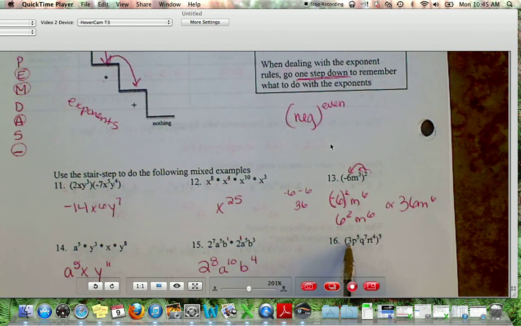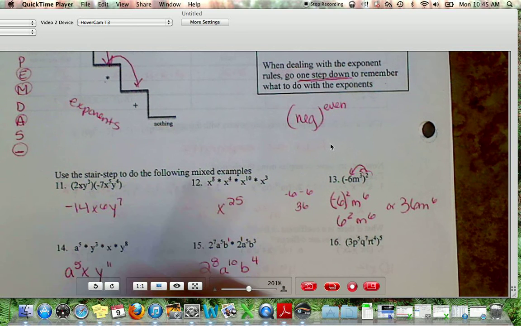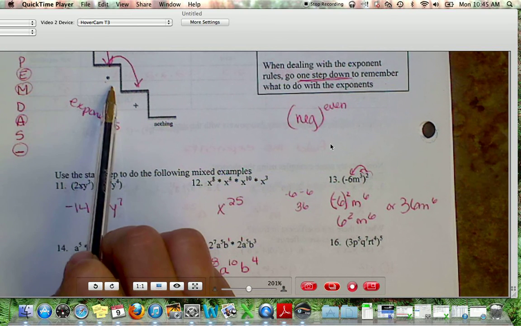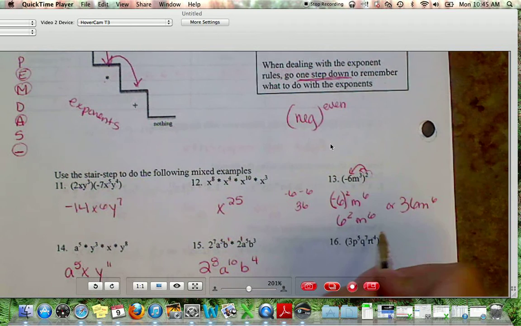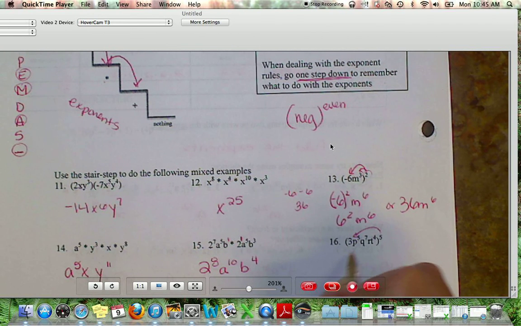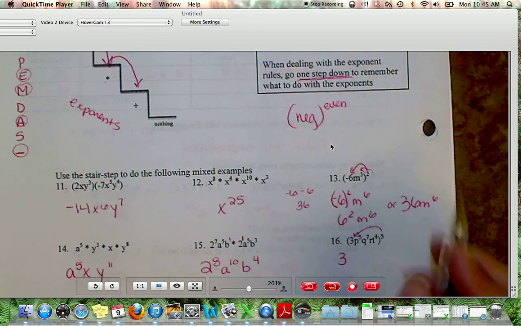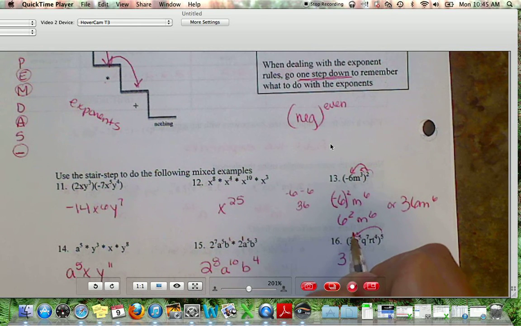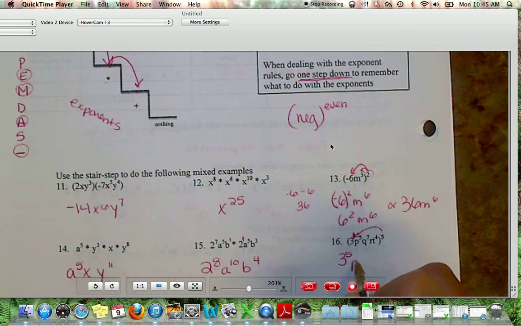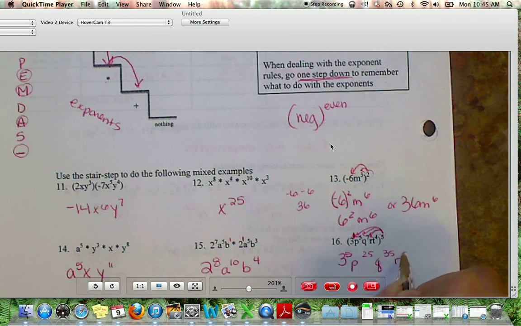And the final one, we're raising to an exponent, so we go a step down, which reminds us to multiply the exponents. If it doesn't have an exponent, we just tack it on. Well, if it doesn't have an exponent, technically it's 3 to the 1st, and 1 times 5 is still going to be 5 anyways. P to the 25th, Q to the 35th, R to the 5th, and T to the 20th.